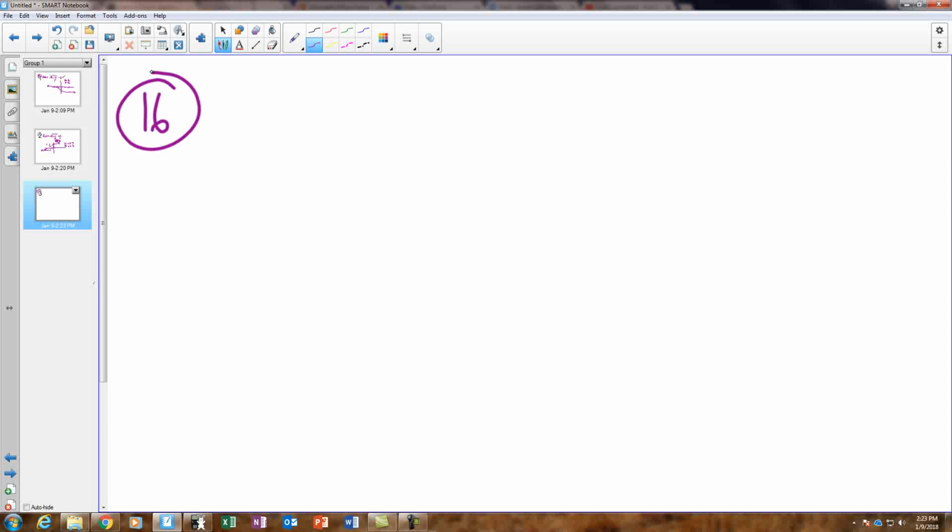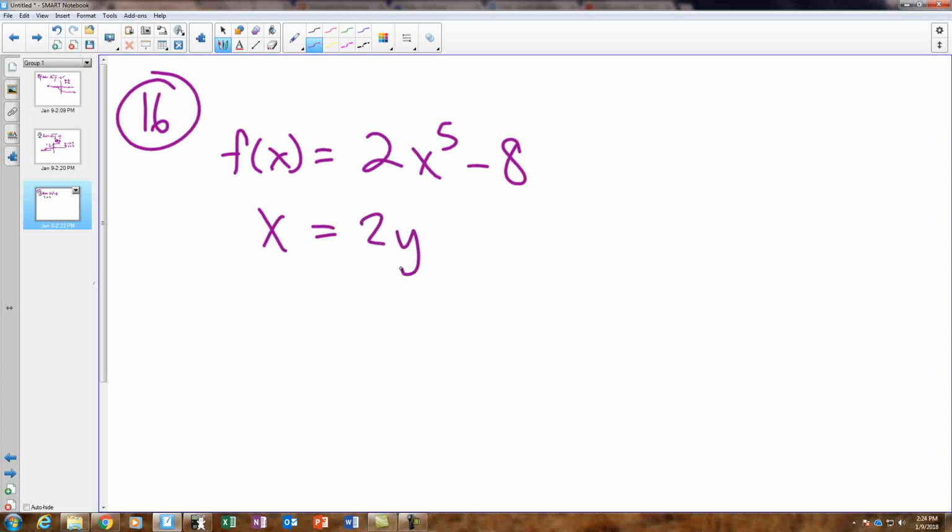So on number 16, we're going to find the inverse of f of x equals 2x to the 5th minus 8. There are 2 steps to finding any inverse. The first step is the crucial step, and that is to switch the x and y. Very good. x equals 2y to the 5th minus 8. After that, once we've done that, it's always the same. Even though the problems look different, it's always going to go back to, can you get y alone?